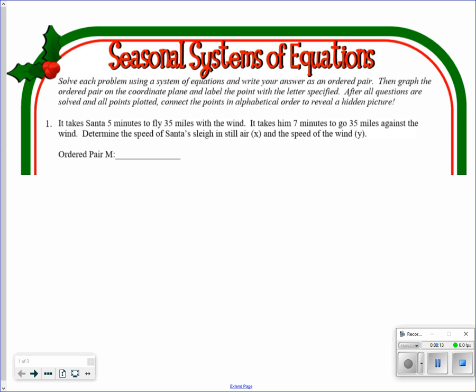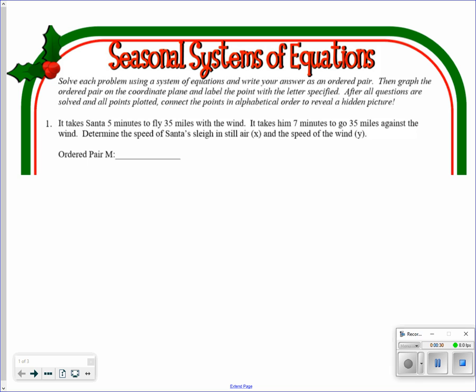And so, here's the first one. It takes Santa 5 minutes to fly 35 miles with the wind, and it takes 7 minutes to go 35 miles against the wind. Determine the speed of Santa's sleigh in still air and the speed of the wind.